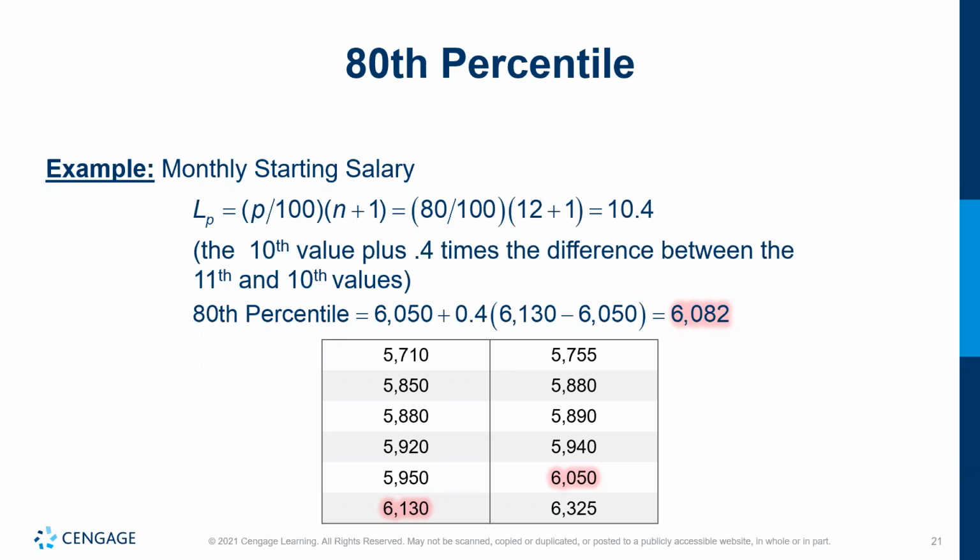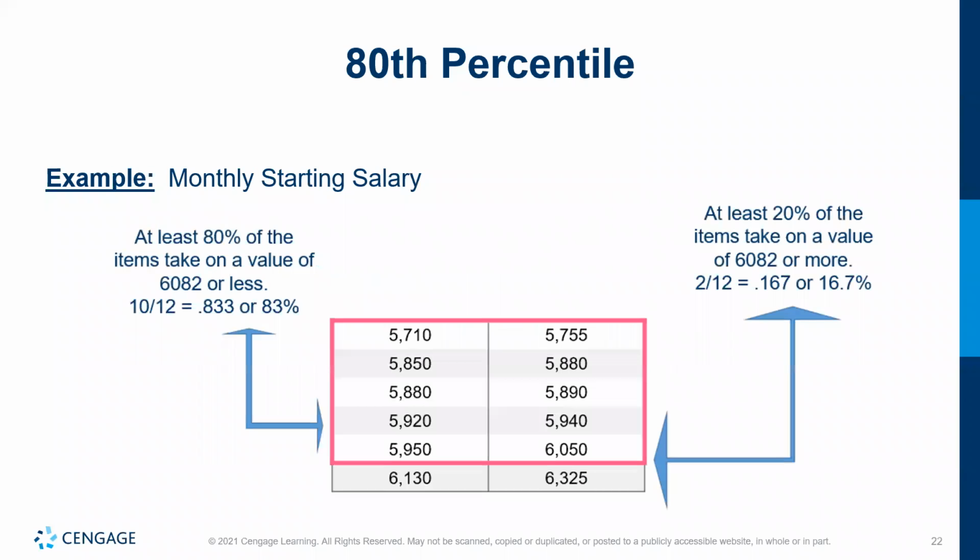Don't worry too much about it because there's an Excel function that will do it for you. But that's how you would do it by hand if you had to. So what that means is at least 80% of the items have a value of 6,082 or less, and at least 20% are that or more.